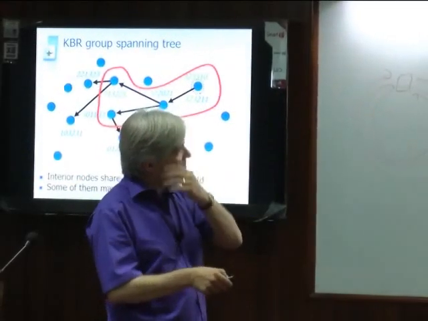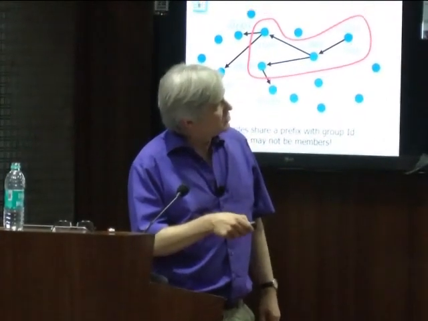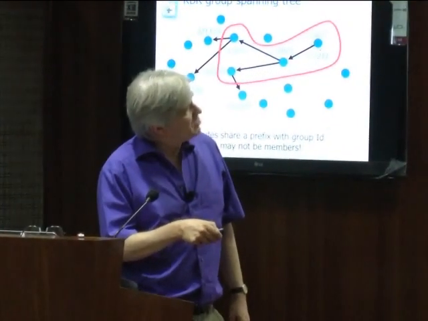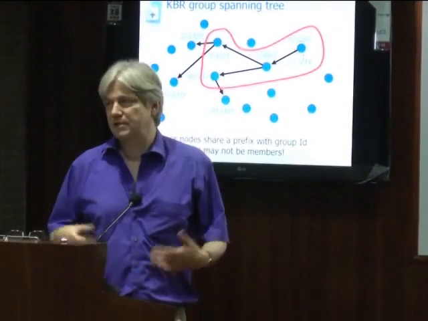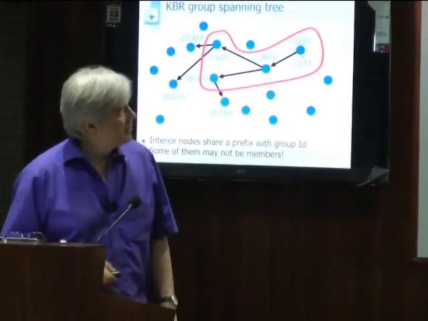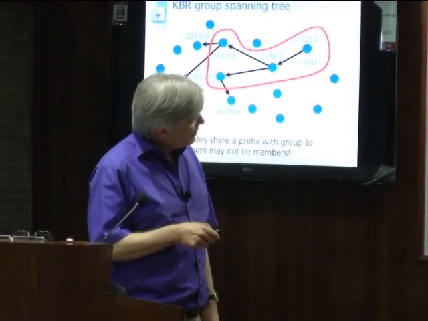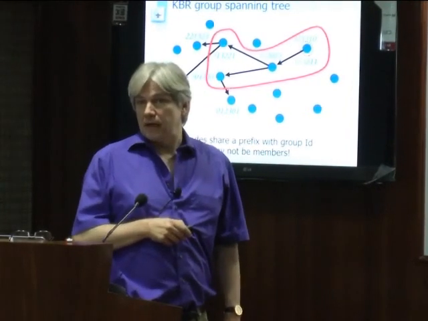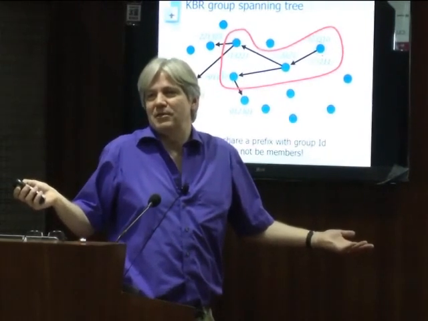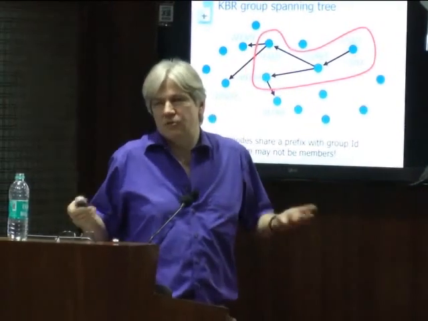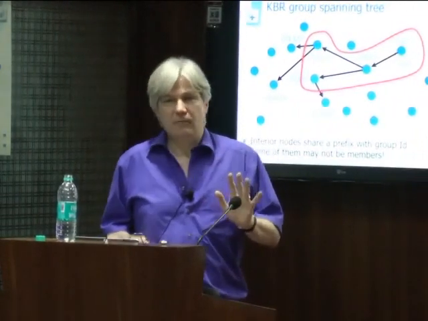And some members are also interior nodes. It just happened that way, right? This guy also wanted to join the group, but he also happened to be on the path of some other group members that joined, so he's also serving as an interior node. Now notice other nodes that are also in the spanning tree are not members. They just happen to be on the path. So they're being asked to serve as an intermediate node, but they actually have no interest of their own in this particular group. That's sort of implied in what we're doing here.